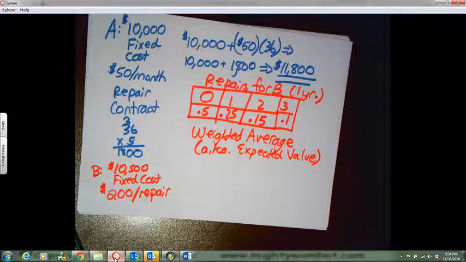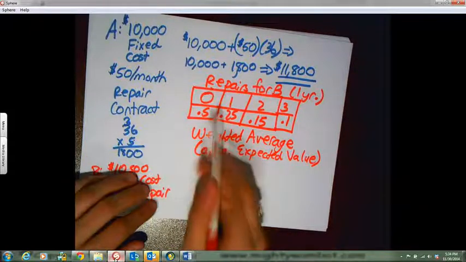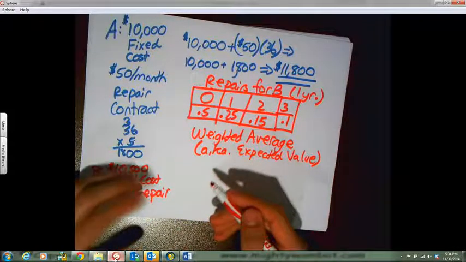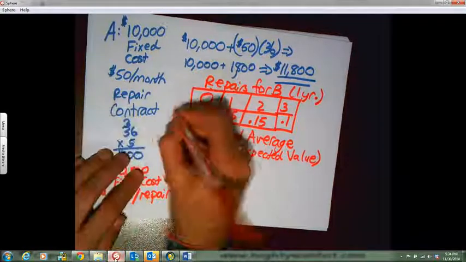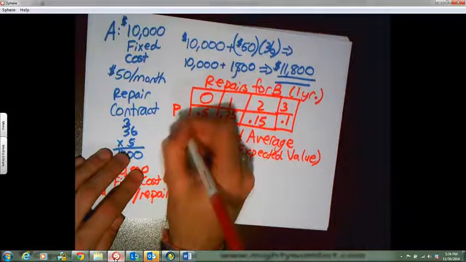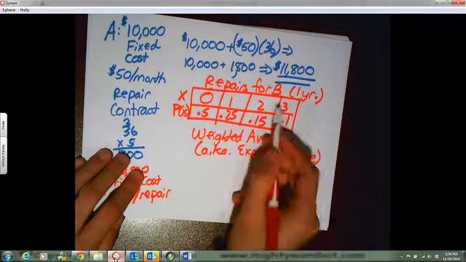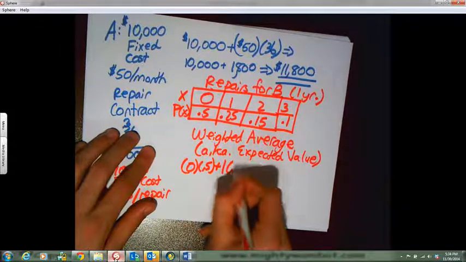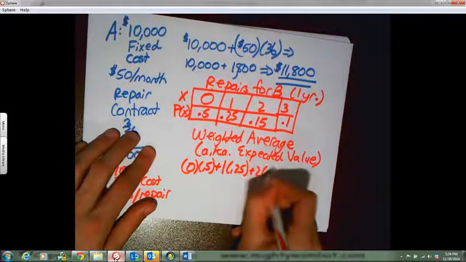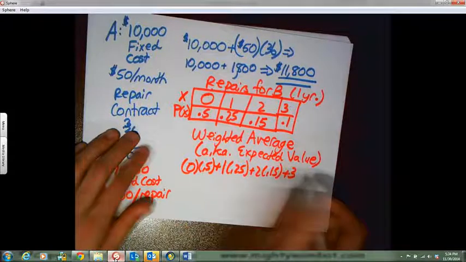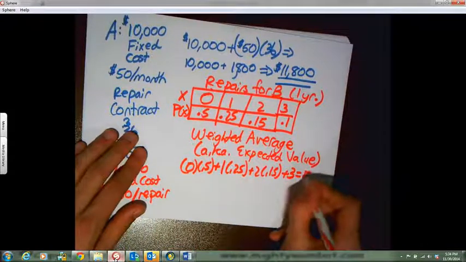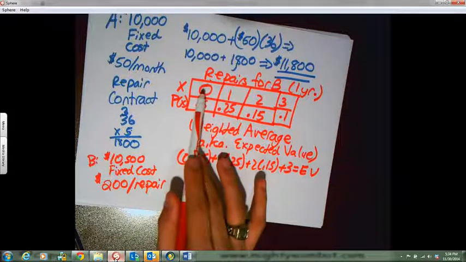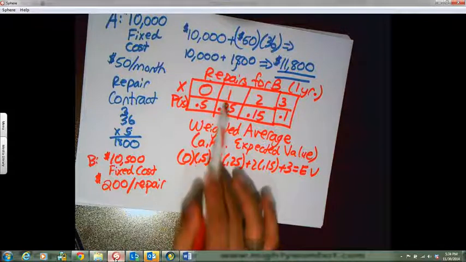This is where we go to the calculator and put this into list 1, this into list 2. If you want to calculate it by hand, it's actually very simple. You just take the probability, this is probability of x, and this is x being the number of repairs. So you do 0 times 0.5 plus 1 times 0.25 plus 2 times 0.15 plus 3. That's equal to the expected value. So it just says the probability of getting 0 repairs per year is 50%, so times 0.5. The probability of 1 repair is 0.25, and so on.